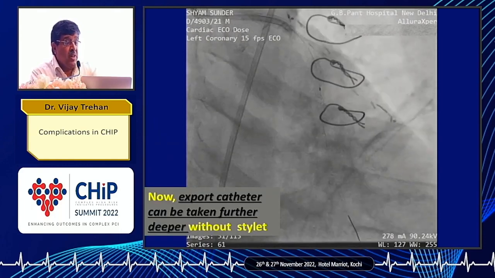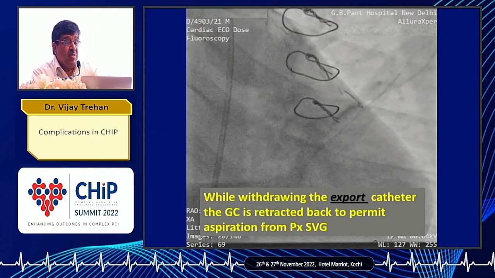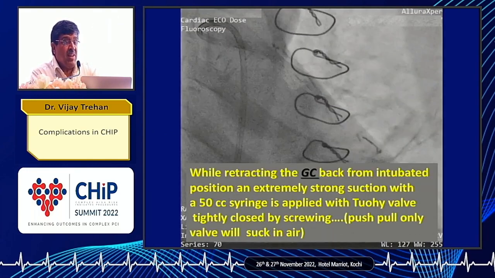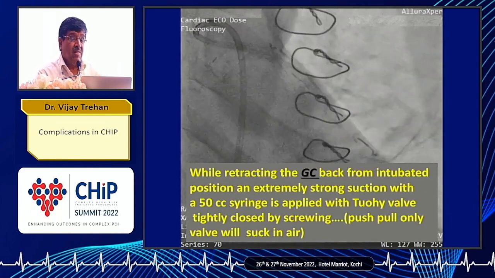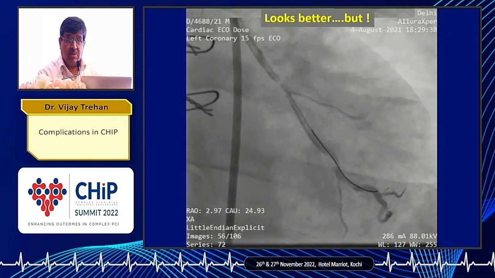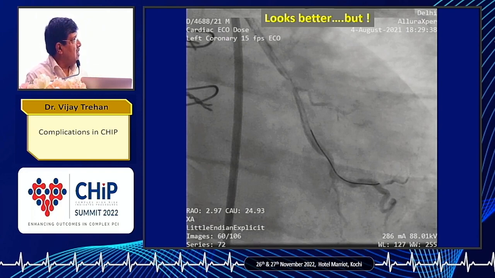And now my Export catheter is also able to go distally. And of course, I'm taking care that when I'm withdrawing this, I'm retracting the guiding catheter, and when I'm retracting the guiding catheter, I'm having a strong suction on the system. With this, I start to get this kind of flow, which is quite good. Not only this division, I'm also seeing a division up. You start seeing a division up also.